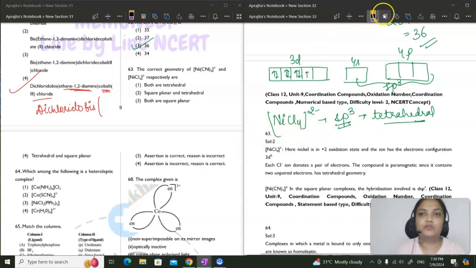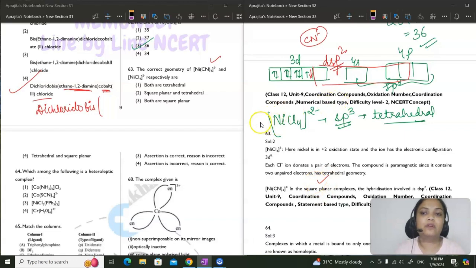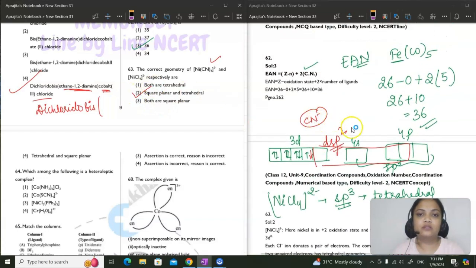I will show here only. Here now pairing will happen because cyanide is a strong field ligand. So this electron will be paired up and you will be getting dsp2 hybridization for the cyanide. Okay, for Ni(CN)4, it will have a square planar geometry because its hybridization is dsp2. It has been explained in detail in your NCERT also, so keep that in mind. You can see it from there. So answer is option 2.